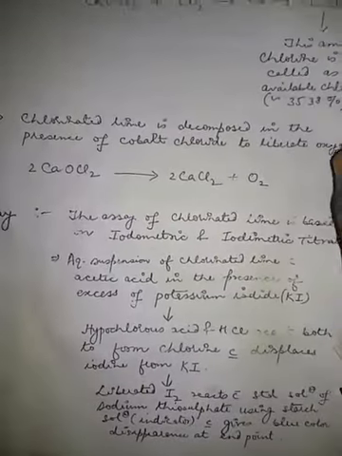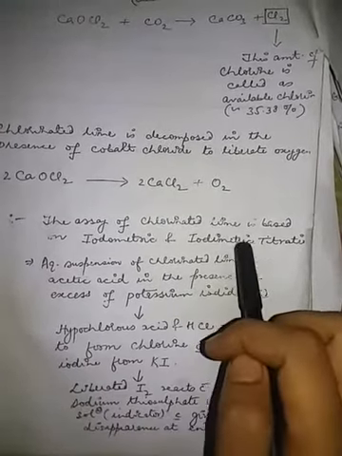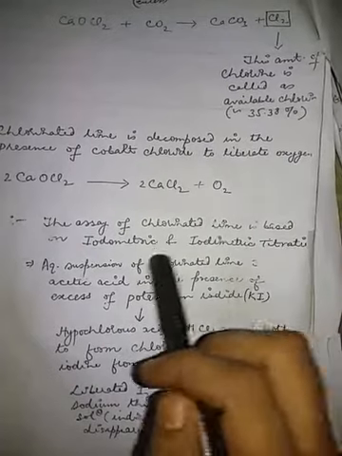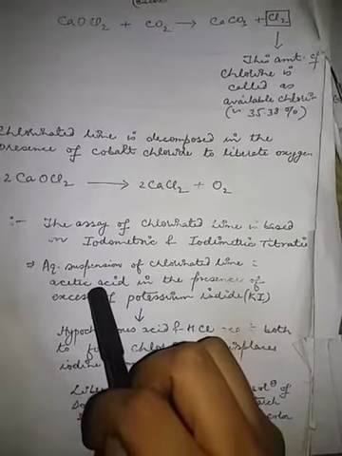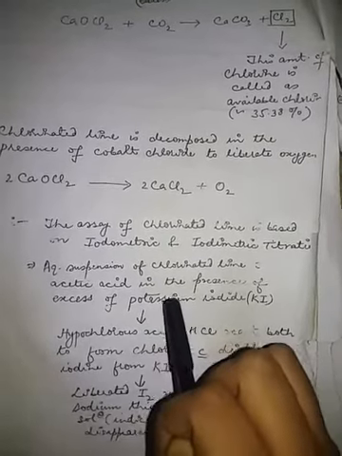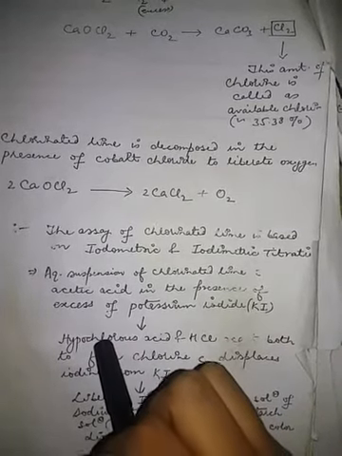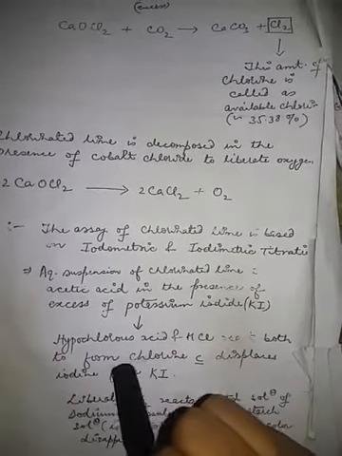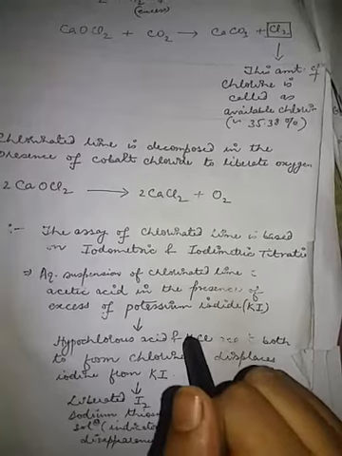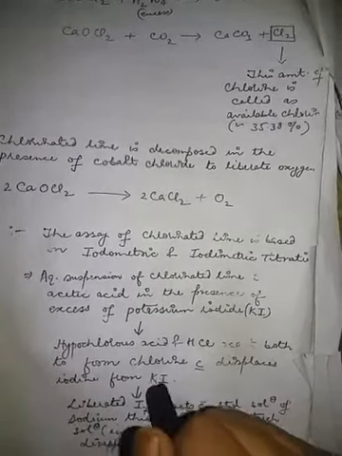This is the assay of chlorinated lime, which is based on iodometric titration. Here, the aqueous suspension of chlorinated lime is treated with acetic acid in the presence of potassium iodide. Then hypochlorous acid is formed, which reacts with hydrochloric acid to form chlorine, which displaces iodine from potassium iodide.